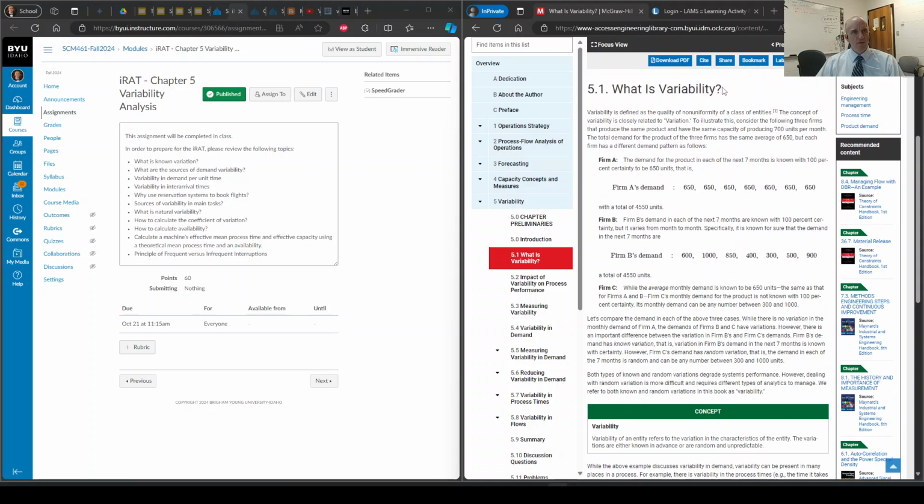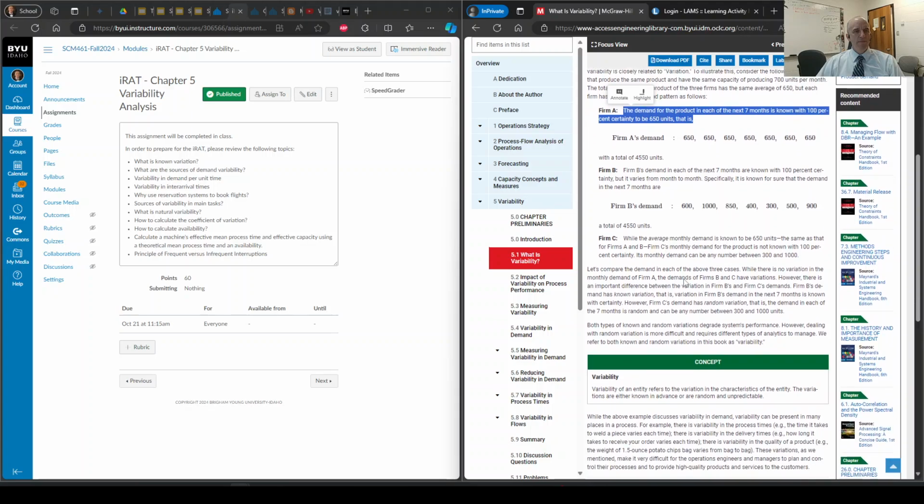5.1 talks about what is variability, and it breaks it down to this idea of known and random variation. And it gives an example here, firm A. Firm A is where the variation is known with 100% certainty. And then firm B and C are different categories of random variation. What are the sources of demand variability?